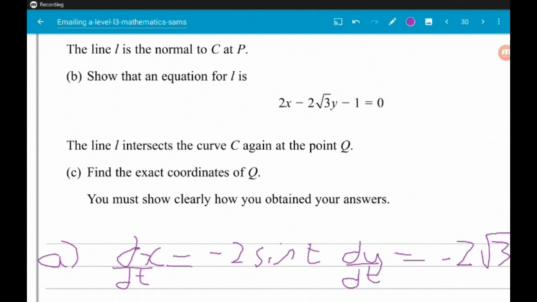Okay, then part C tells us the line L intersects the curve C again at point Q. We want to find the exact coordinates of Q. Okay, so when lines or curves meet, they are equal. So that's what's happening when we solve simultaneous equations. We are finding the points where two lines meet. Now, here we don't have an equation for C in the form y equals some stuff to do with x. But what we do know about C are the parametric equations. So we know the equation for x and the equation for y in terms of t.